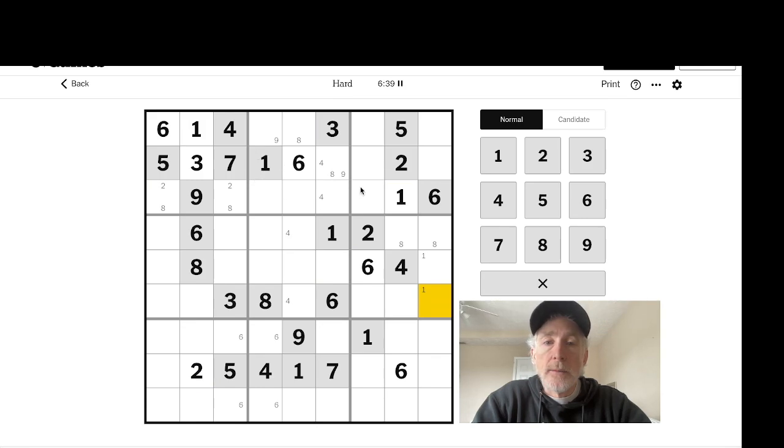All right, 2, 1, and 6. Okay, so now 2 has to be in one of these two cells in box 2, because we have this 2 and these pointing 2s.